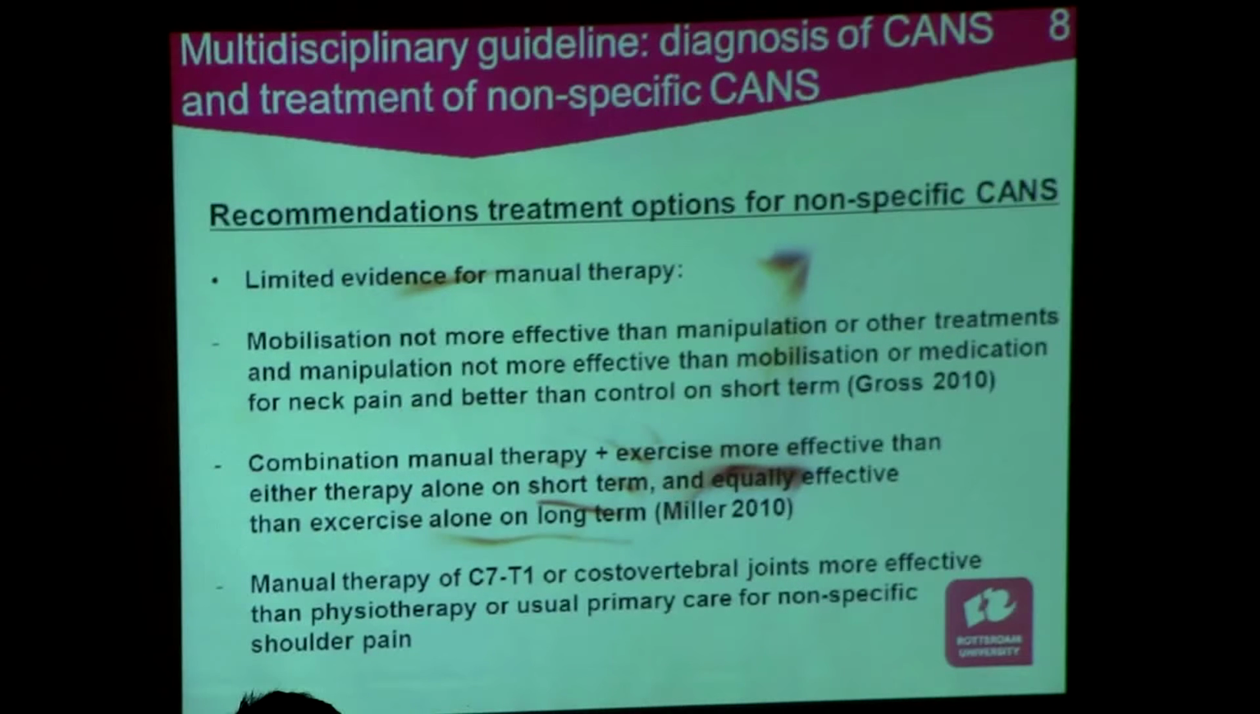good. But the combination of manual therapy and exercise therapy was more effective than either therapy alone on the short term. And in the long term, it was equally effective as exercise alone. So, especially for the short term, you can add manual therapy to exercise therapy to yield good results. Manual therapy of the C7-T1 junction or the costovertebral joints was more effective than regular physiotherapy or usual primary care for non-specific shoulder pain. So for that patient group, it might be an option to have this kind of manual therapy.